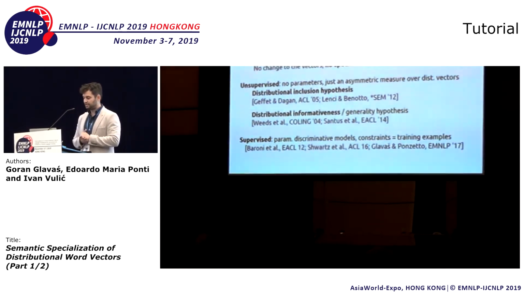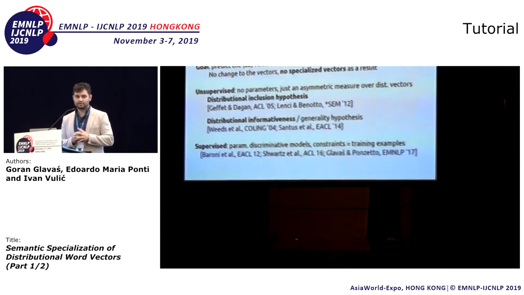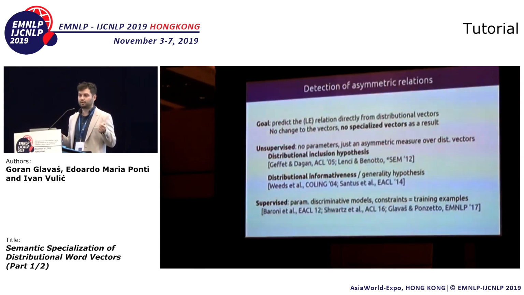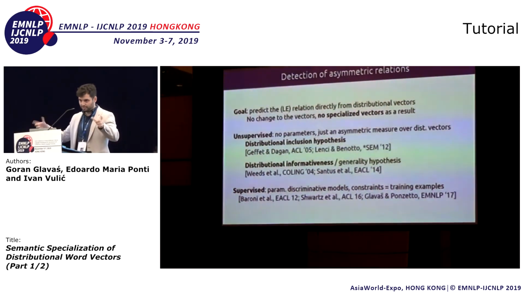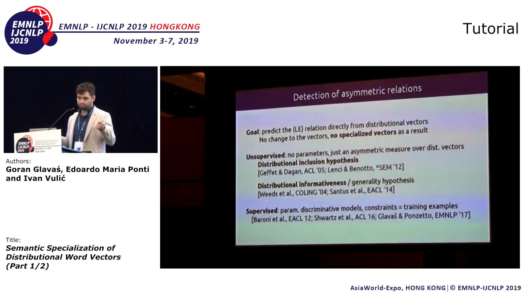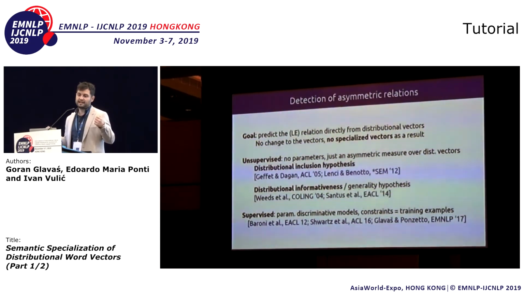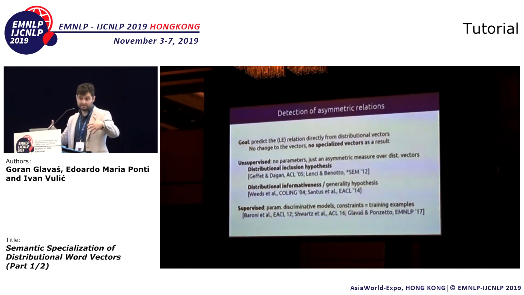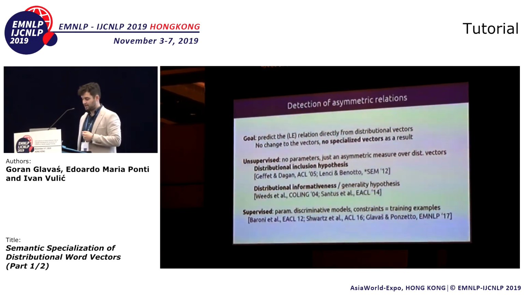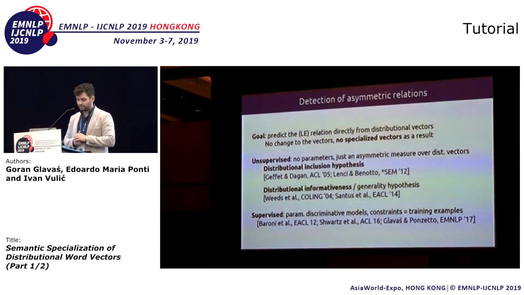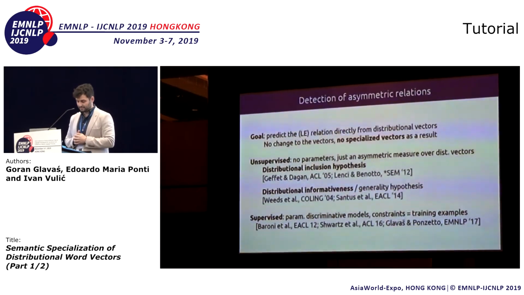The first is about detection of asymmetric relations. You can have a task where, given two distributional vectors, you want to predict whether the asymmetric lexical entailment, hyponymy-hypernymy relation holds between them. Your aim doesn't have to be to specialize or change the vectors. You just feed the vectors as input and predict some output. So that's a different task. You're detecting whether the relation holds, but it's closely related.